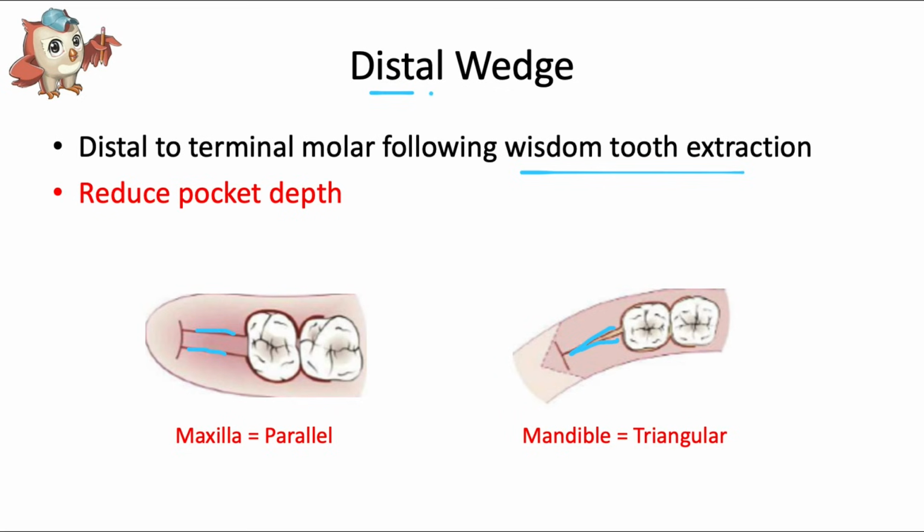One easy way to remember this is to say Distal Wedge. Really emphasize the L when you say it. And then check this out. The word maxilla has two L's together, and so does the word parallel. And mandible only has one L, triangular only has one L. So a nice little memory trick there to help you remember those two things.